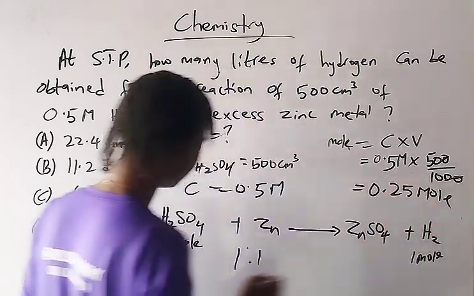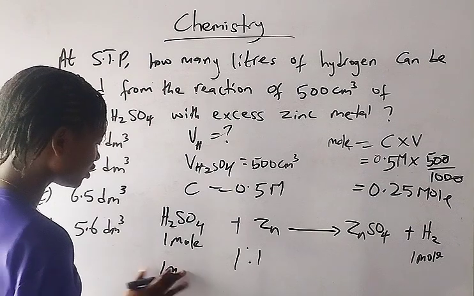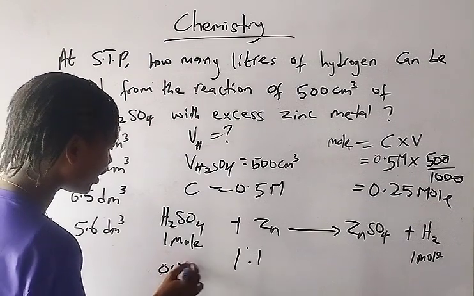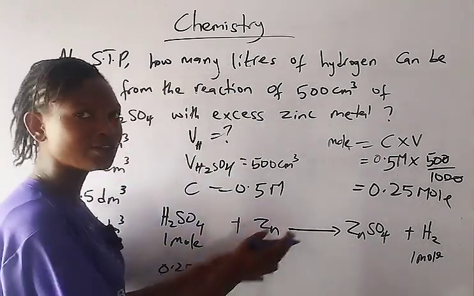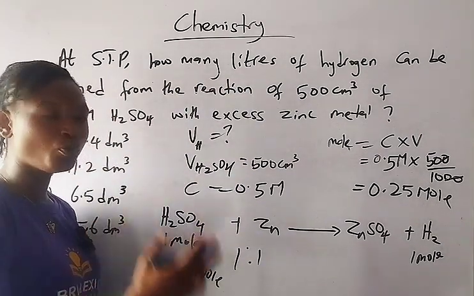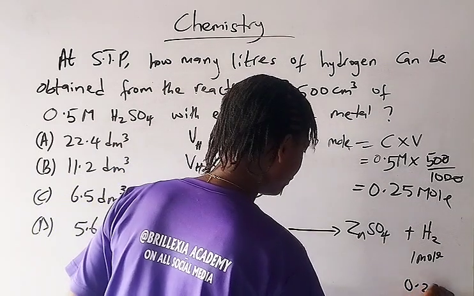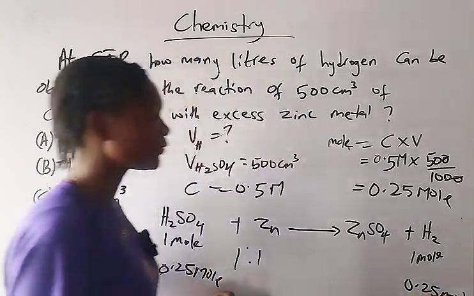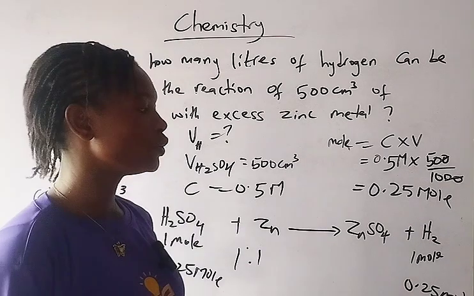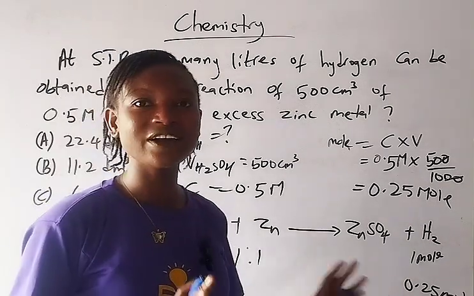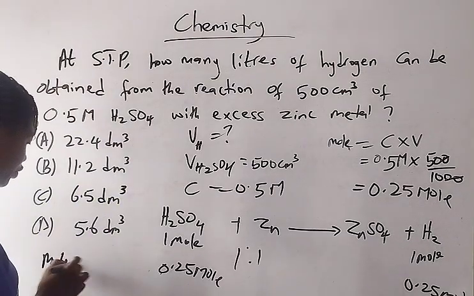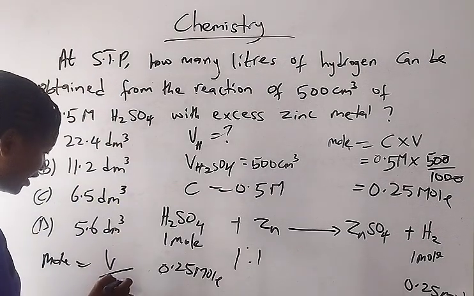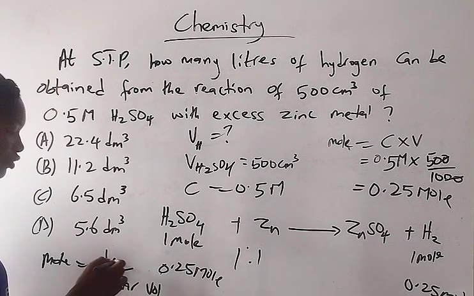So that means 0.25 mole of H2SO4 gives, since they are ratio 1:1, that means they will have the same mole. So that will be 0.25 mole. Now, since we already have the mole of hydrogen produced, we can relate from the mole to get our volume. Since it is volume they ask for, we have a formula that says mole equals volume over molar volume, right? Molar volume. Do you still remember this?